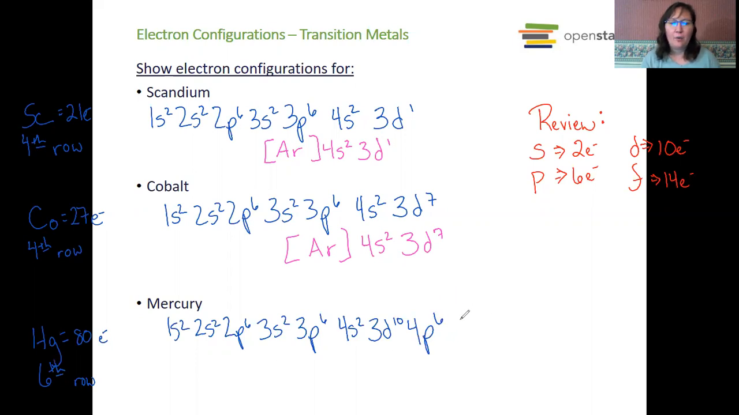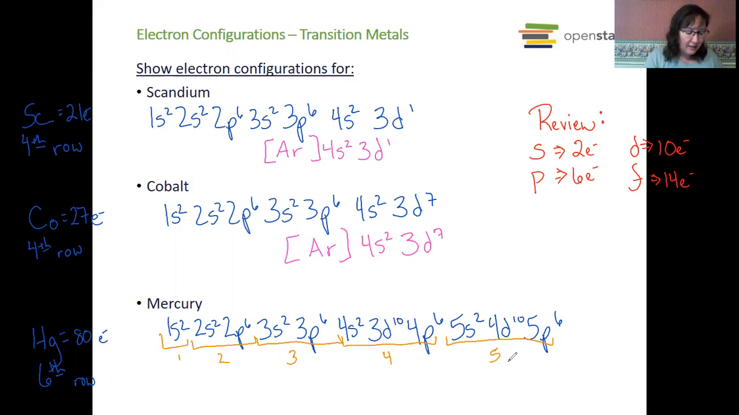5th row, 5s2, 4d10, 5p6. And now we're into our 6th row. And actually I was thinking I should isolate these a little bit. So here you've got 1st row, 2nd row, 3rd row, 4th row, and 5th row. Hopefully you guys are following, and in the next one, we're going to do a really, really big one.